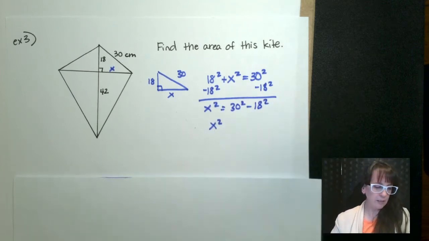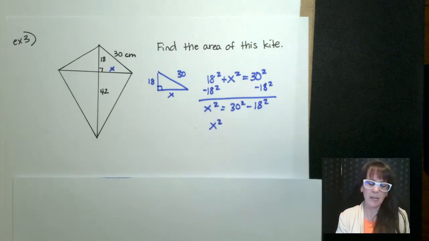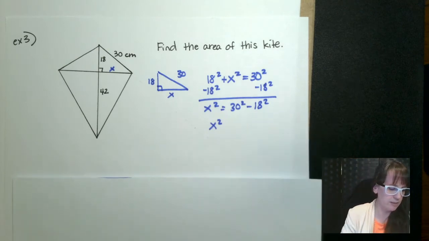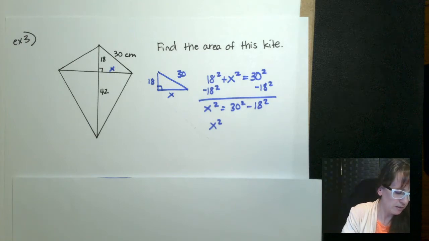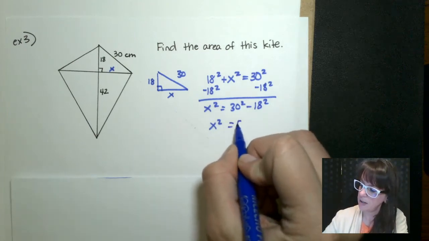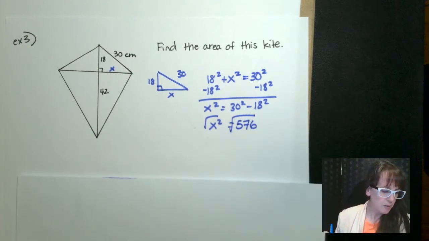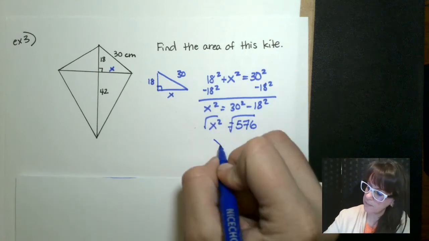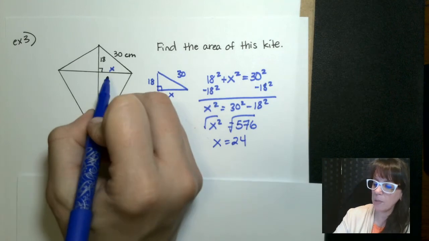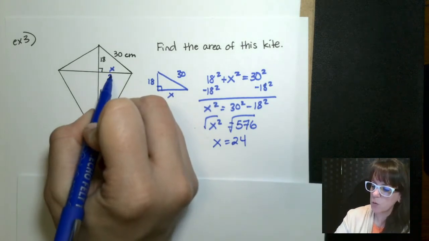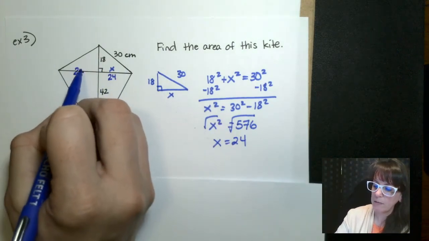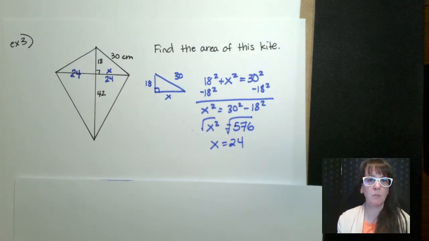Throw that into our calculator. We get 30 squared minus 18 squared. We get 718. Oh, that is not right. 30 squared minus 18 squared gives us 576. All right, let's square root both sides. And so if we square root 576, we end up with 24. X equals 24. Okay, cool. So now that we know that this guy right here is 24, this is also going to be 24 just because of the nature of a kite, those guys are bisected.